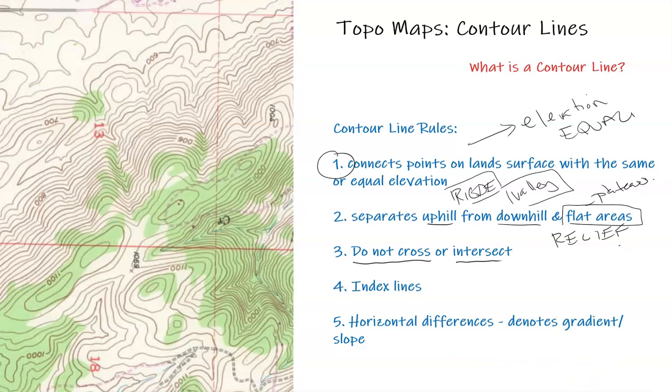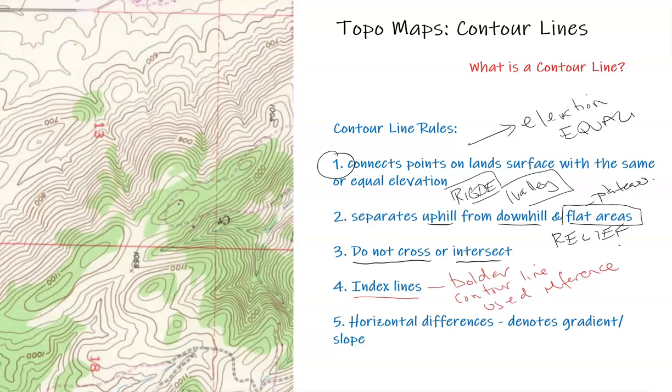Then we have index lines. Index lines right here are bolder. They are contour lines used for reference. Now, let's take this map on the left-hand side. You've got loads and loads of contour lines on this map. The green shading denotes vegetation, and the lack of green is probably just bare rock.